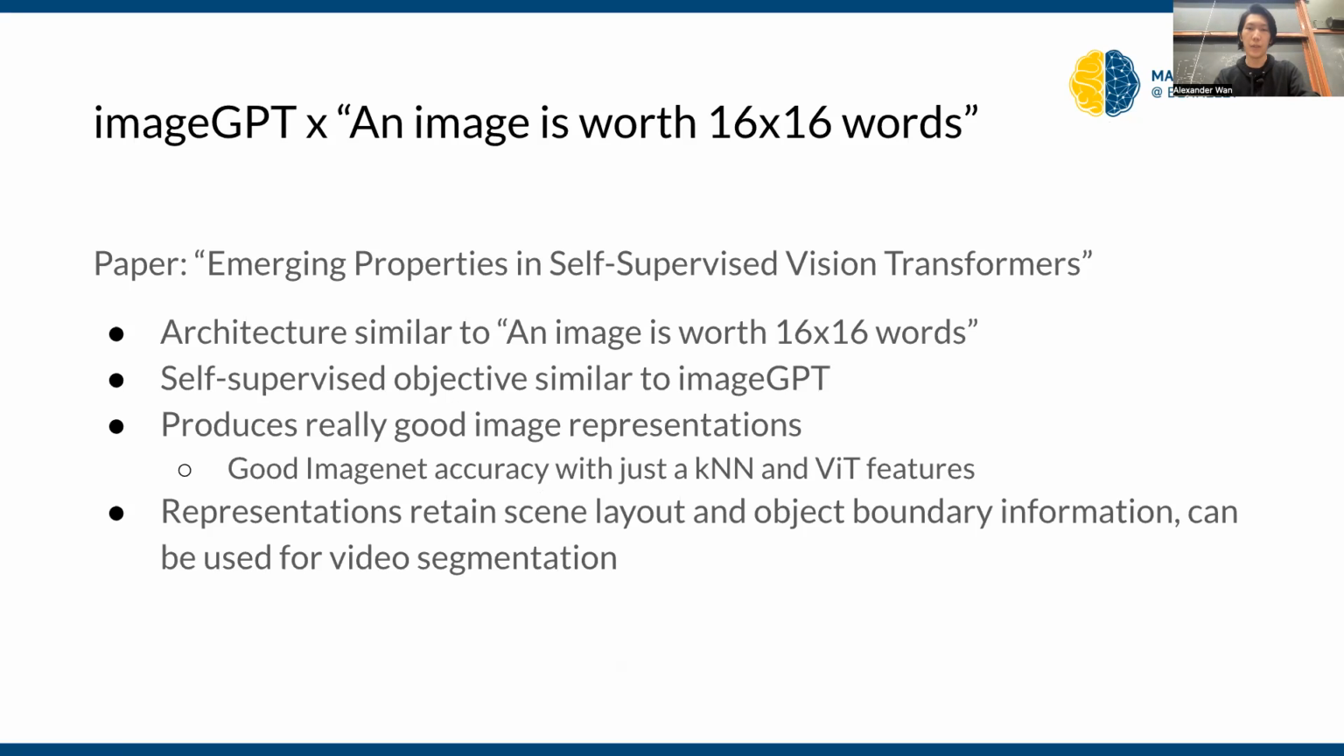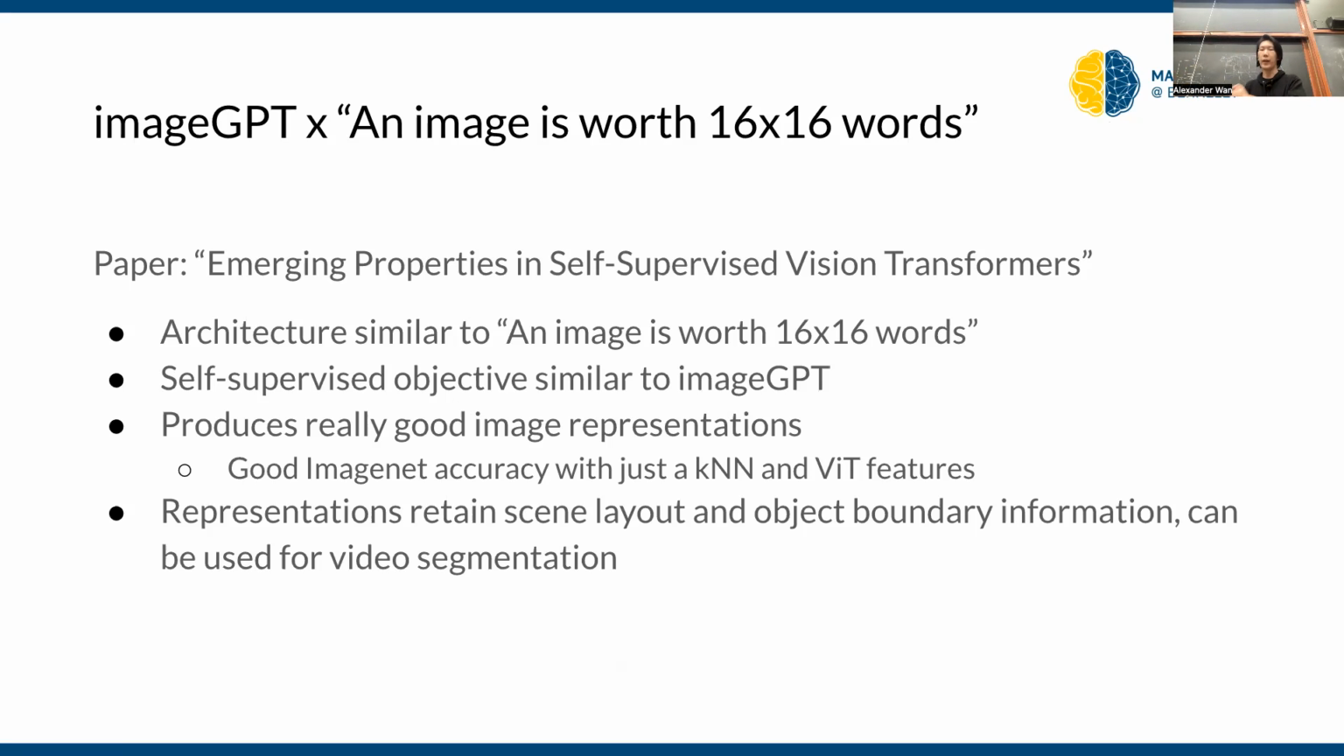I'll go pretty quick for these last couple. These are just some specific examples of how ViTs are used in practice. This is a paper moving towards what I talked about in the previous two slides, which is emerging properties in self-supervised vision transformers. It uses an architecture similar to An Image is Worth 16x16 Words, so it does the patch stuff. And it also does a self-supervised objective similar to ImageGPT. So that's the first example.